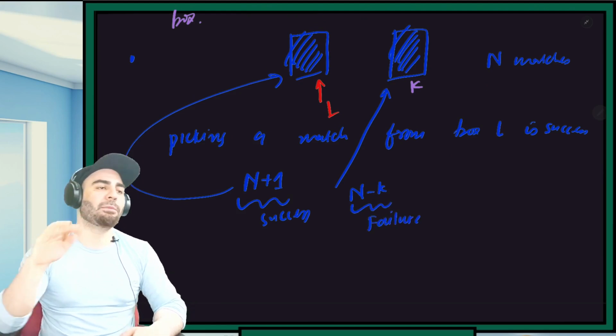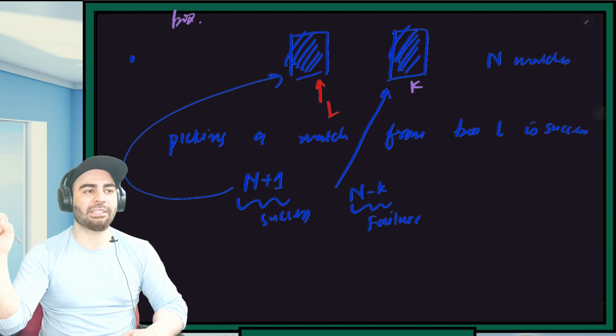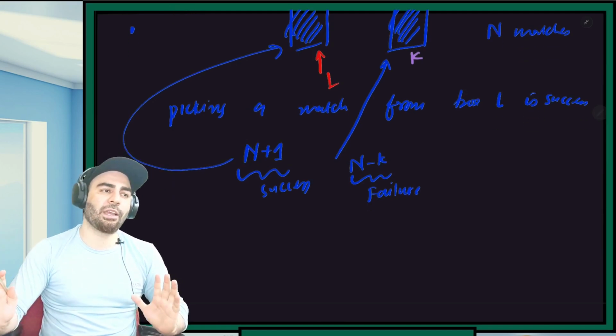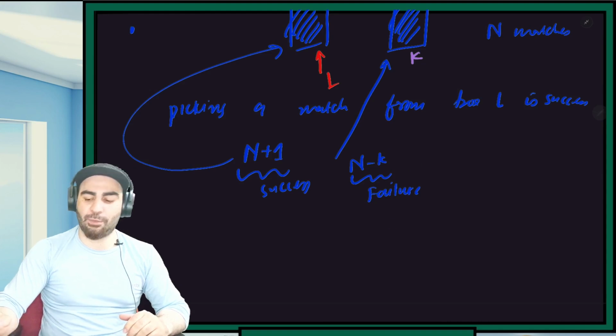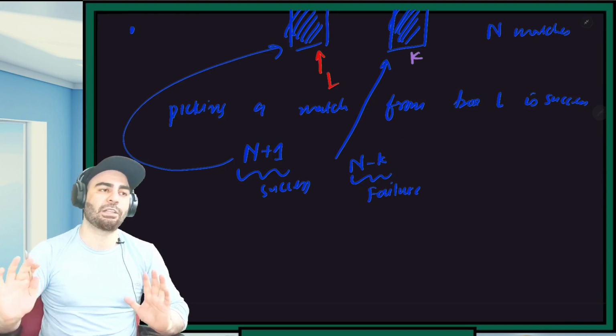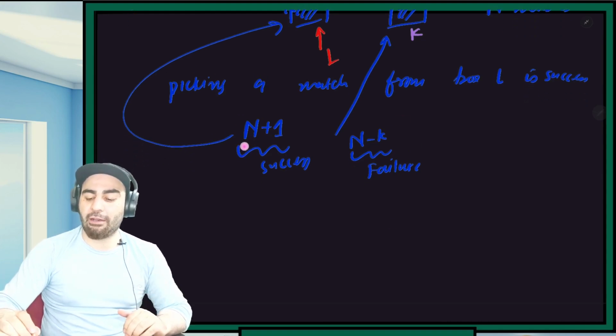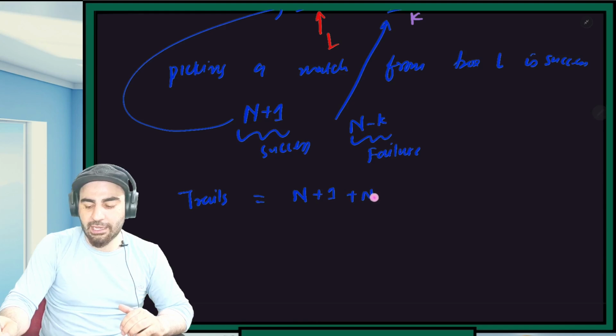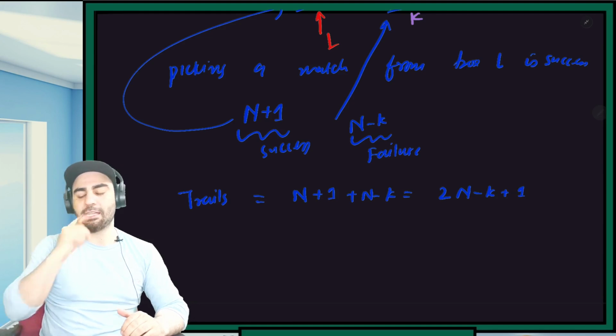It's a typical problem of a negative binomial random variable. Why? Because here we want this many successes till we stop, and we have to count the number of failures until we stop at the last trial. Now, the total number of trials that we are performing is n plus 1 plus n minus k. This is the total number of trials, which is 2n minus k plus 1.